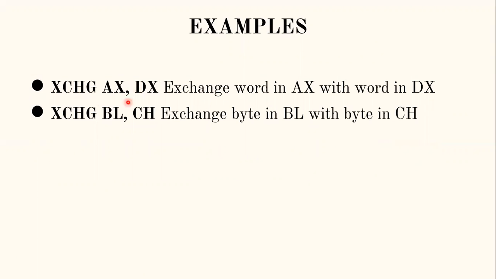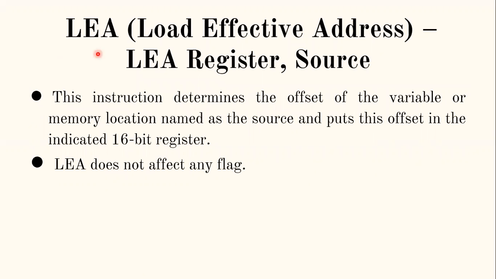For example, XCHG AX, DX: the content of the AX and DX registers are exchanged. Similarly, here the content of the BL and CH registers are exchanged. LEA stands for the load effective address instruction. The format is LEA register, source. Whatever variable is given in the source, the offset address of that source is loaded into the register specified.